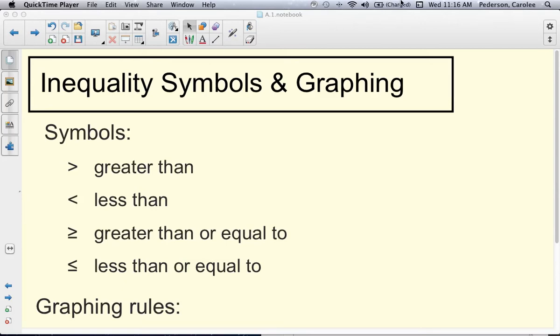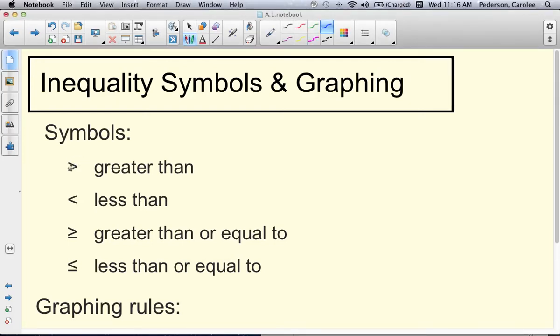This is a discussion on inequality symbols and how to graph them. So the first symbol is greater than. The next symbol is less than. This one is greater than or equal to, so when you see the line underneath it, it equals it. And then the last one is less than or equal to.